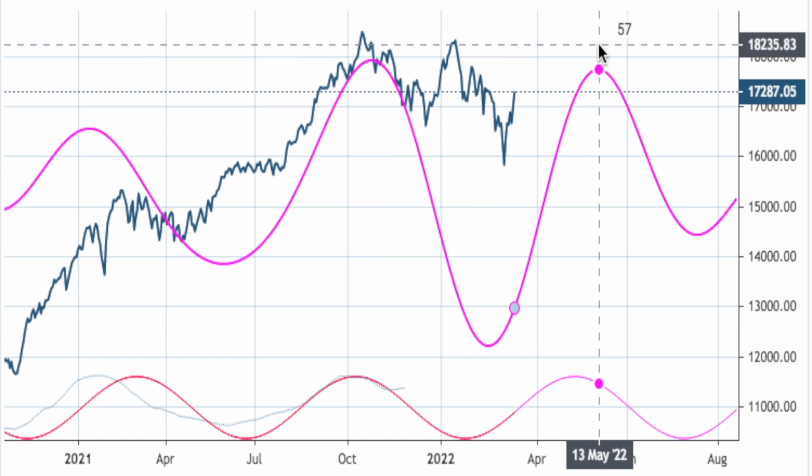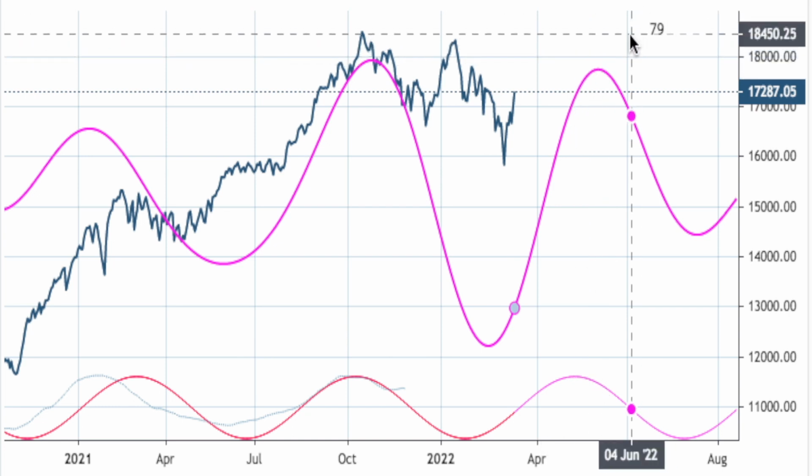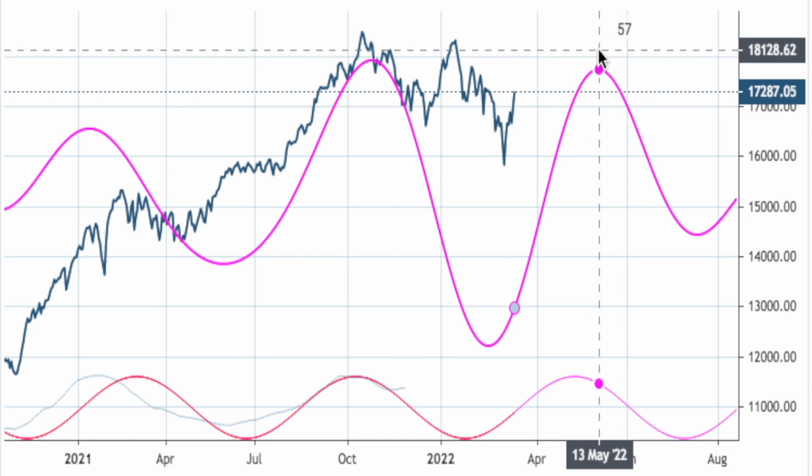But the main peak one is May. May is the middle one. That's the one you want to be focused on. But you know, a turn could come in April, and a turn could come in June. So that's why I'm just giving you a wiggle room space. You can see all 3. But the main one is May.